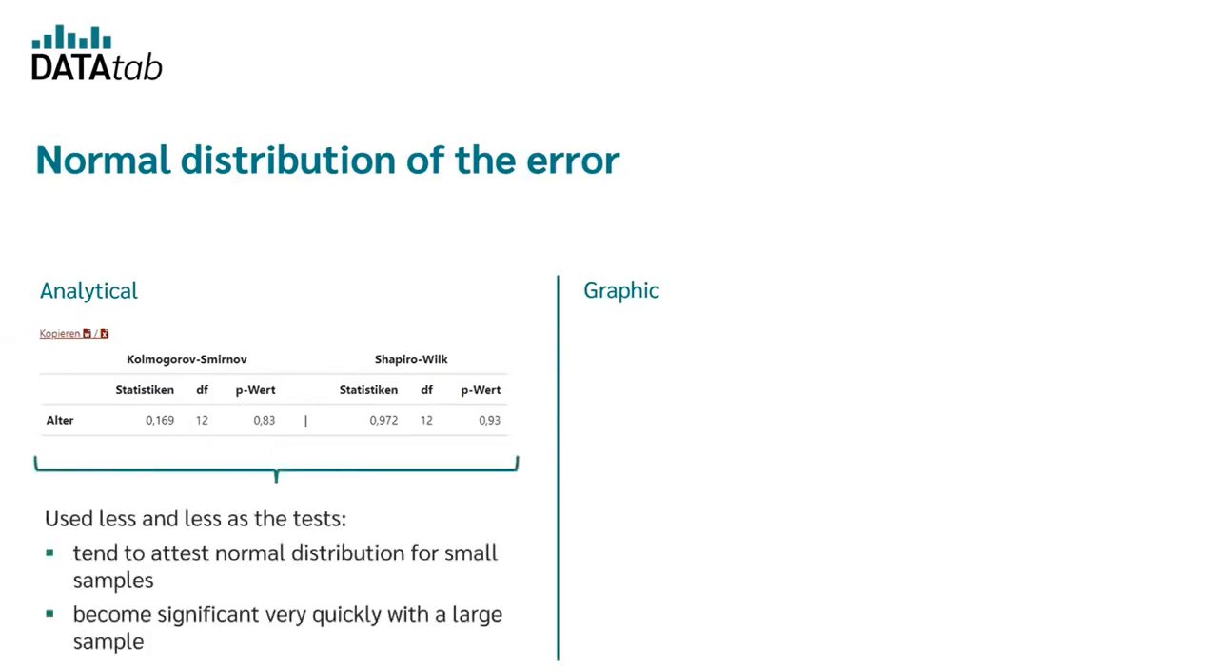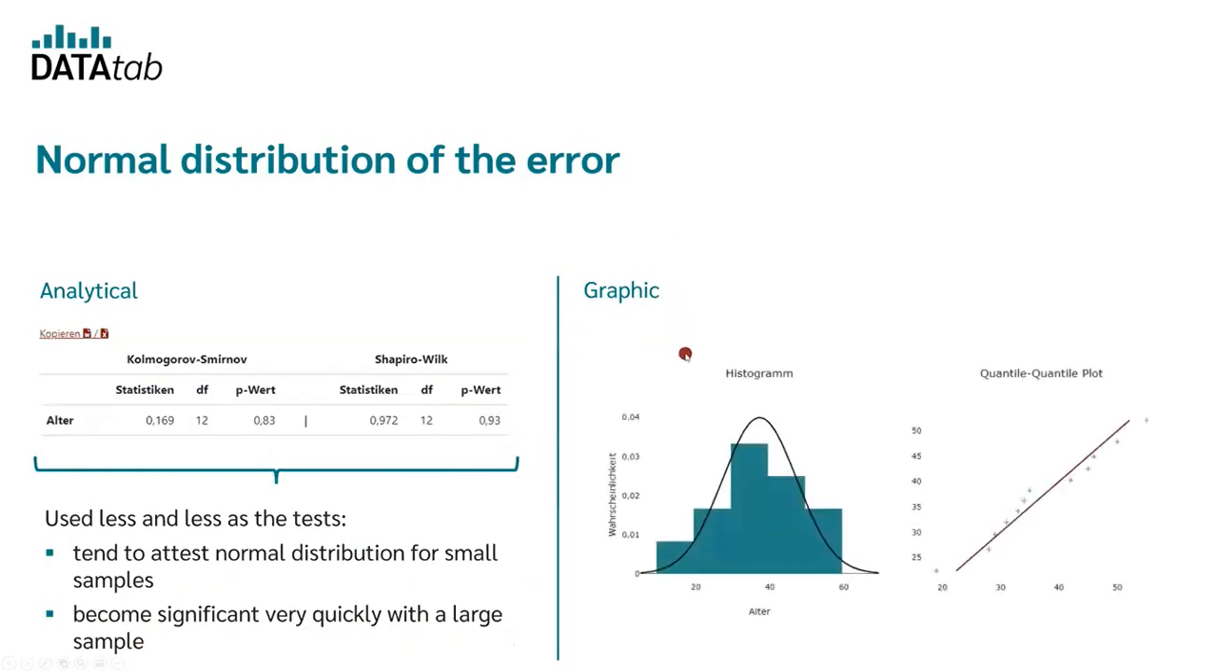However, these analytical tests are not used that often anymore because they tend to always attest normal distribution in small samples, and they become significant very quickly in larger samples, thus rejecting the null hypothesis that the data is normally distributed. Therefore, the graphical version is used more and more. For the graphical solution, you can either look at the histogram or better, the QQ plot. The more your data lies on the line, the better is the normal distribution.